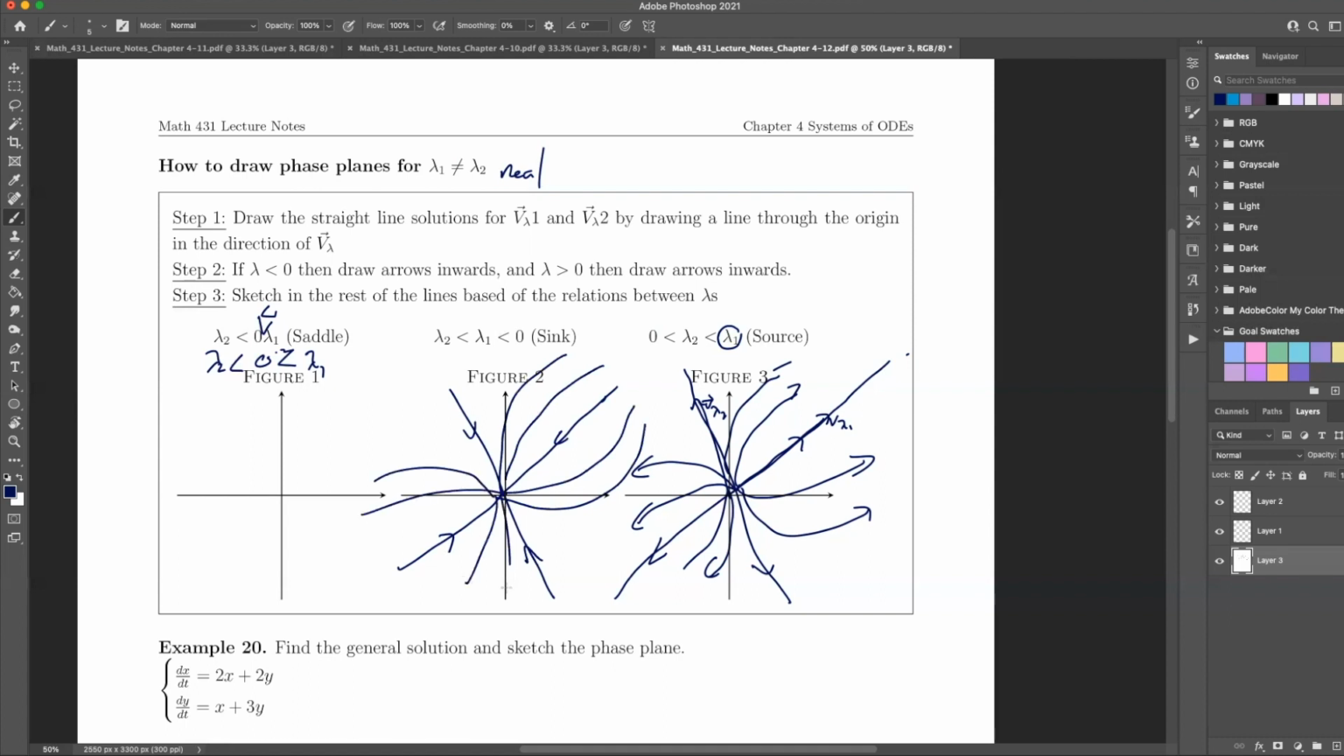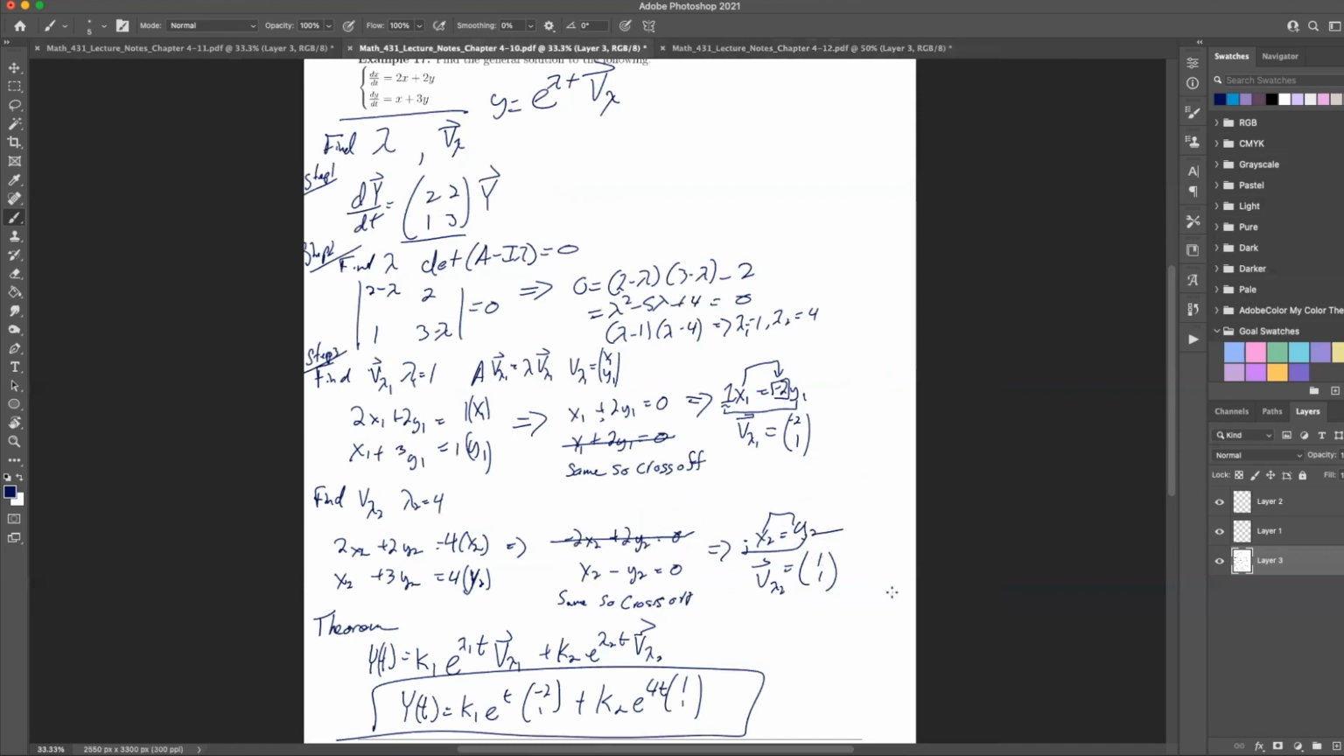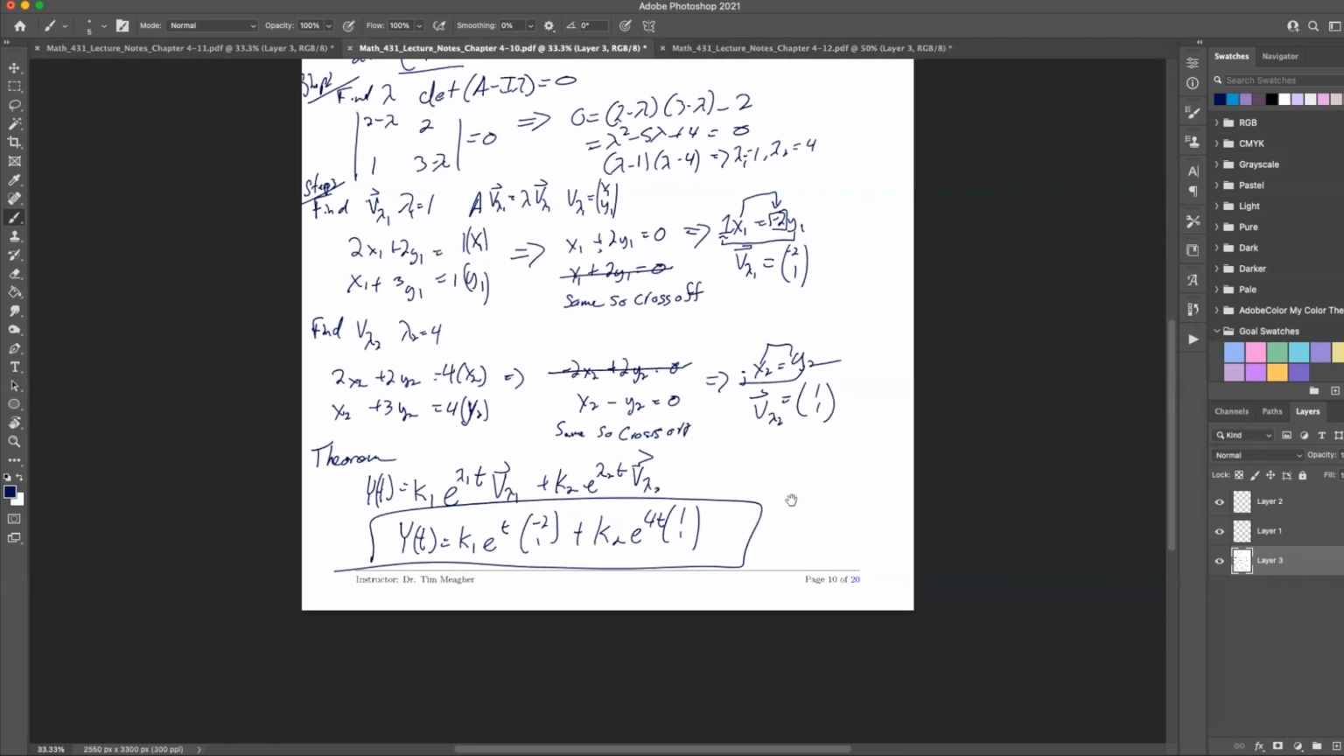If it doesn't make perfect sense right away, don't worry about it. We'll actually draw real examples, and then it should make more and more sense. Let's look at this answer real quick. Let's look at our answer right here.